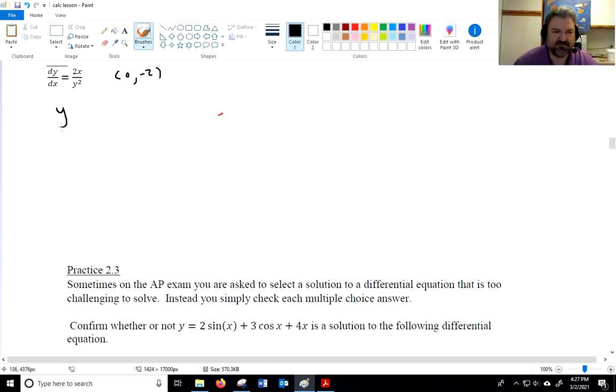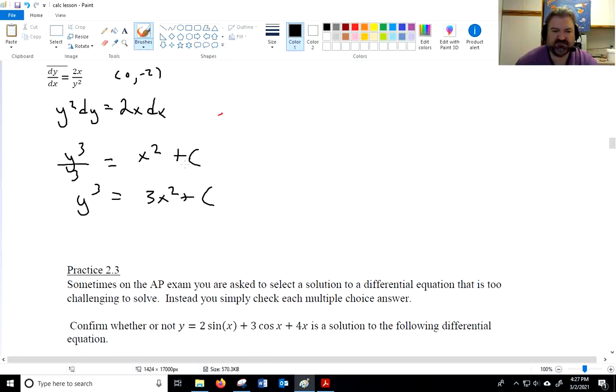All right, let's move some things over. Y squared times dy is equal to 2x dx. All right, let's integrate both sides, and I get y to the third over 3 is equal to 2x squared over 2, which is just x squared plus c. I'll go ahead and multiply by the 3, and I get y cubed equals 3x squared plus, again, just some c.